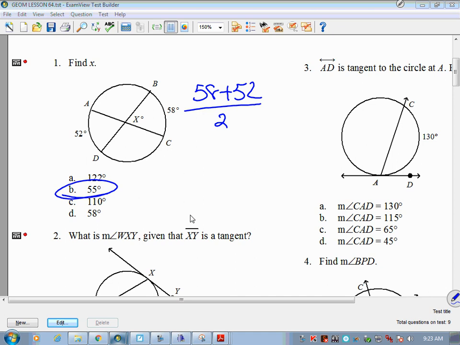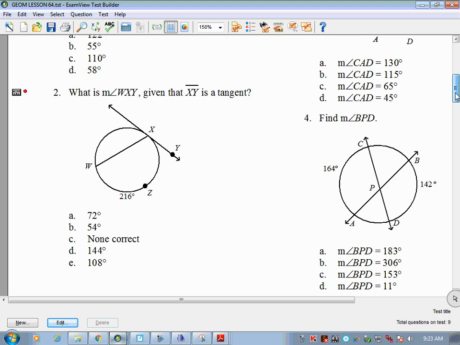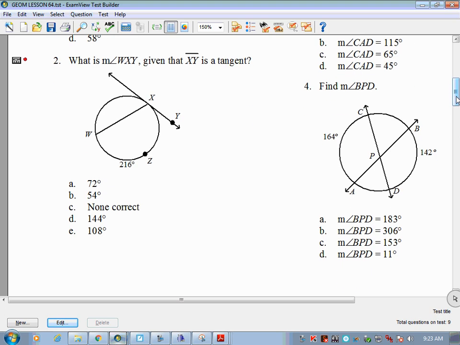It's not too hard, right? We can do that. Okay. It's just an average of those two subtending arcs. Okay, let's scroll down here to number 2. Okay, this is going to use 64-1.